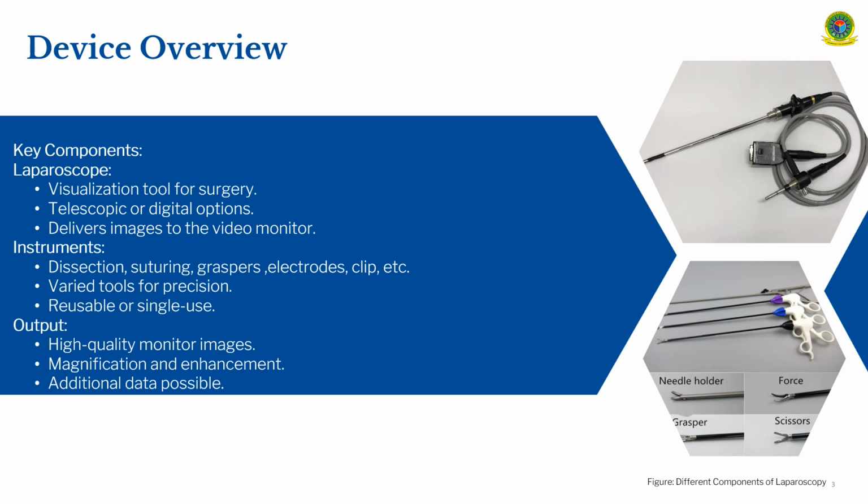Moving into the next slide, this is the device overview. The device consists of some key components, like the laparoscope, which is the first and foremost. It is a visualization tool for the surgery that delivers images to the video monitor. And then there are other instruments like dissection tools, suturing, graspers, electrodes, clips, needle holders, scissors, etc. Some of these are reusable, and some of them are for single use.